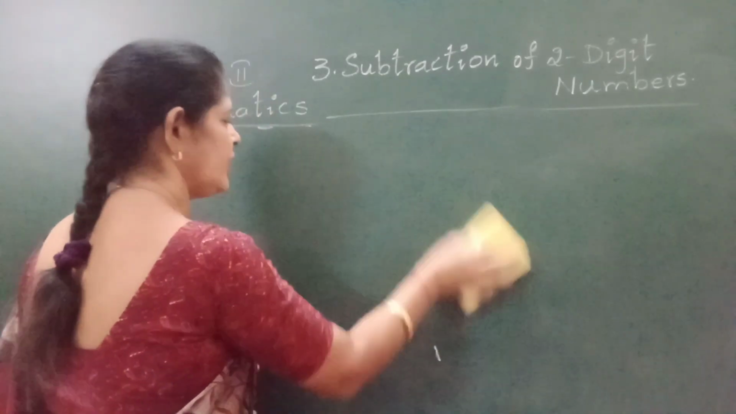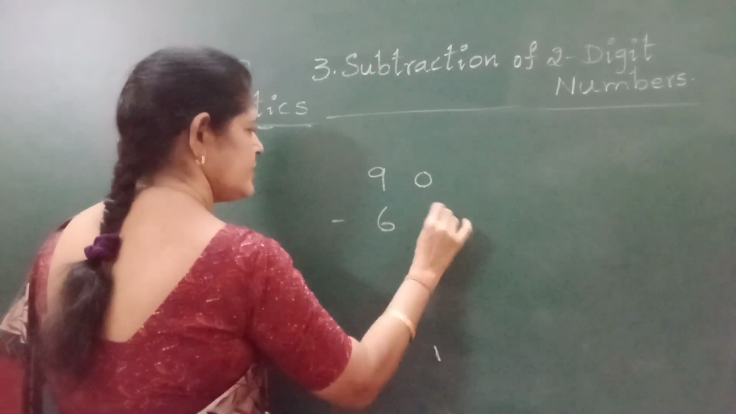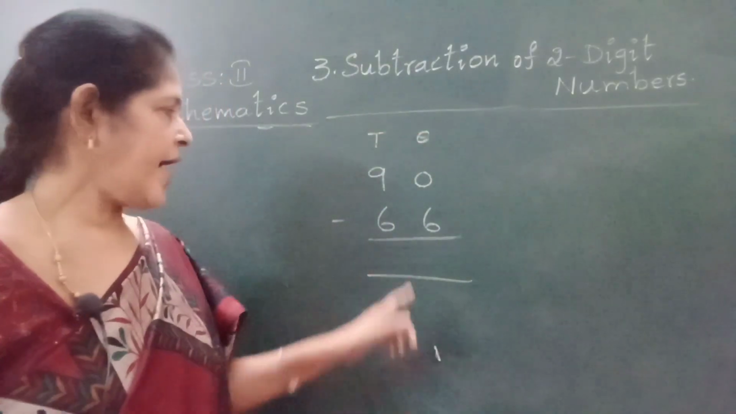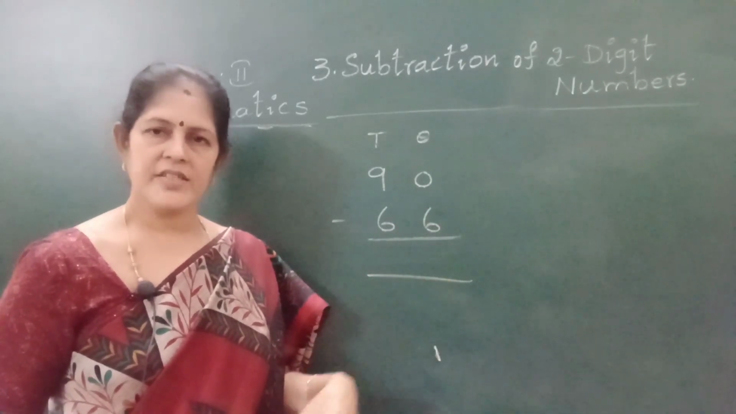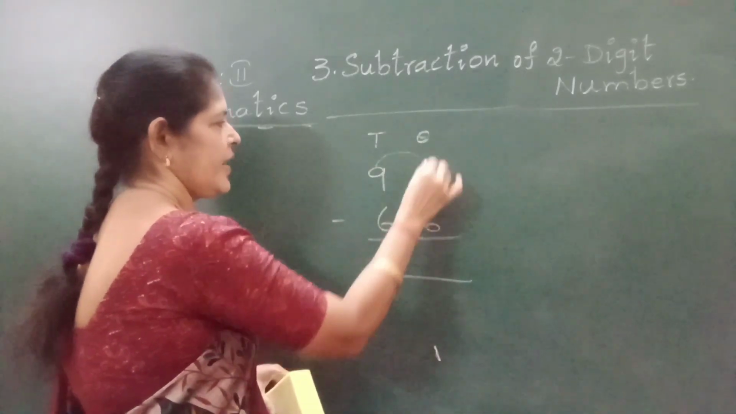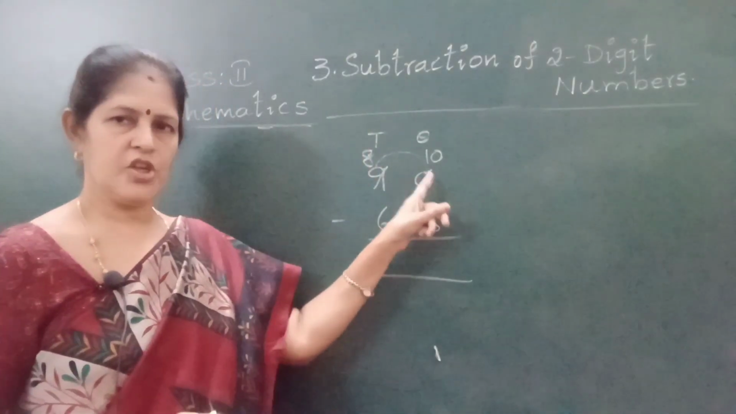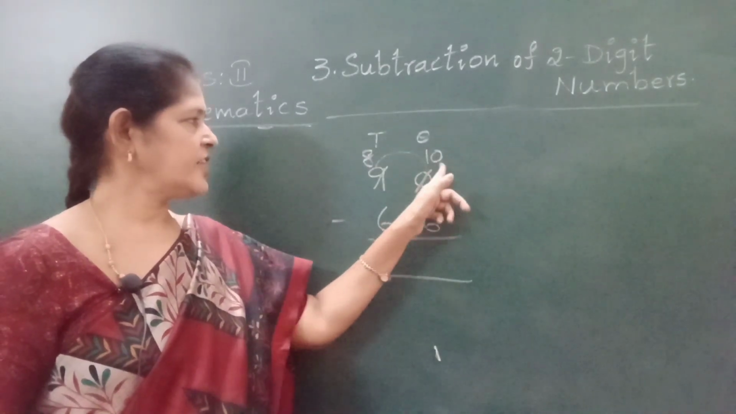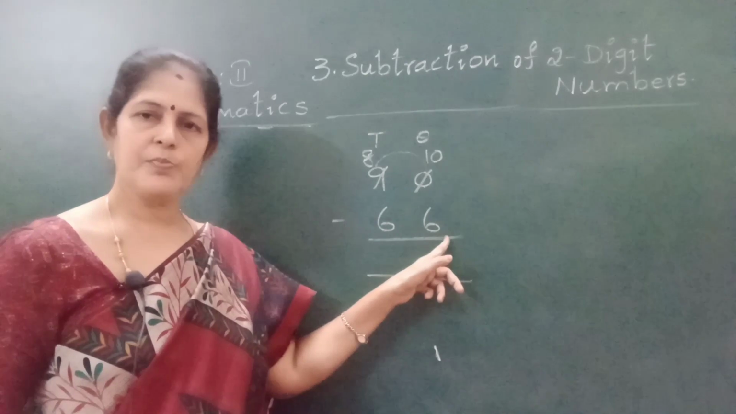This is going to be with regrouping. 90 minus 66. Ones place, tens place. We subtract 66 from 90. 0 is less than 6. Subtraction is not possible. One moves from tens to ones. Then 0 becomes 10. 9 changes into 8. Understood? If 0 is in the ones place, using the borrowing concept, then 0 changes into 10. 9 changes into 8. Now 10 minus 6 is possible.